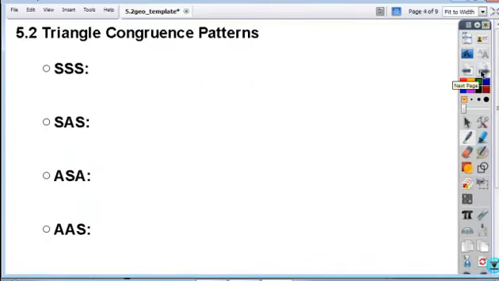In fact, there's 4 patterns that you can follow that require only 3 pair of corresponding pieces to be congruent, and it's a guarantee that the entire triangles will be congruent if those 3 pair are. So here's the 4 congruence patterns that work.